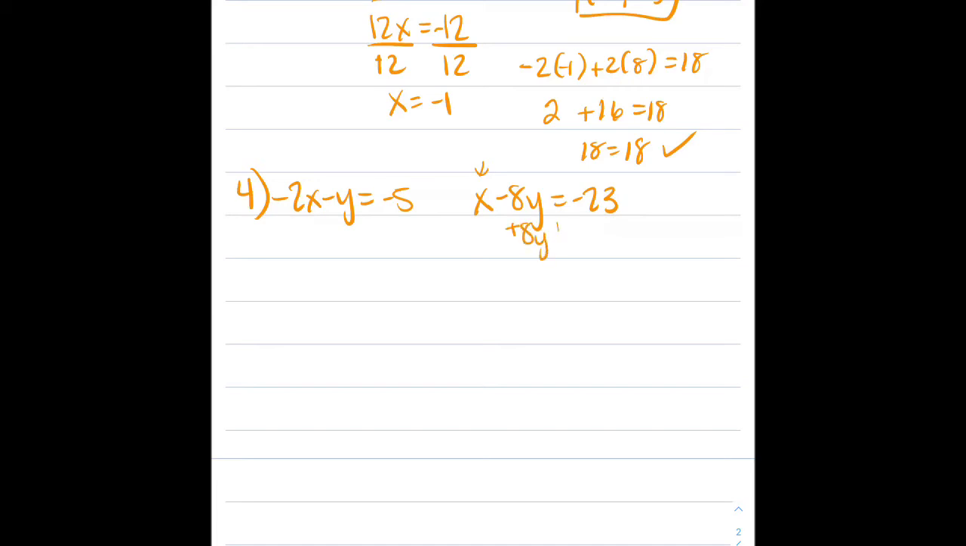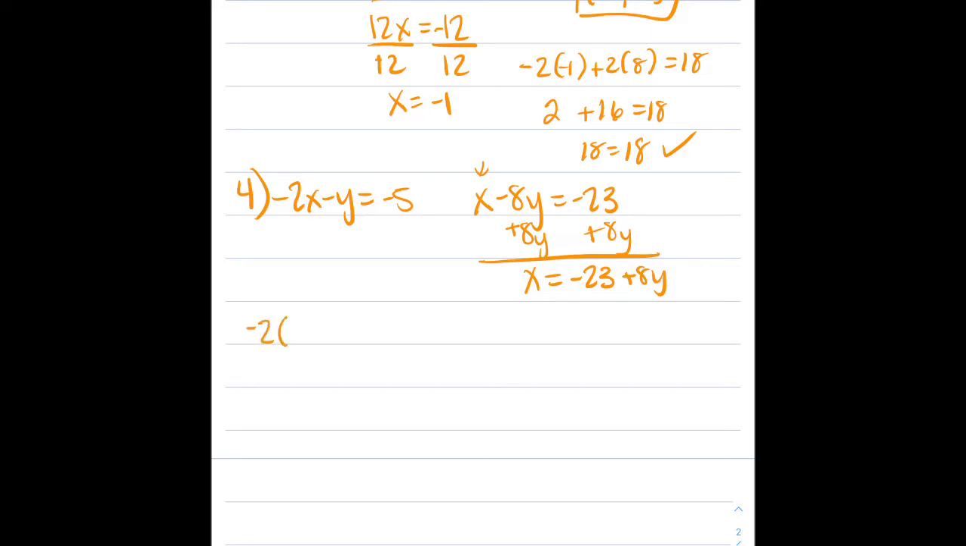Whoops, I didn't mean to draw the equal sign. So I'm going to add 8y to both sides. That means x is equal to negative 23 plus 8y. So all I did was solve this literal equation. I just solved to get x by itself. Now I have something I can plug in for x over here.